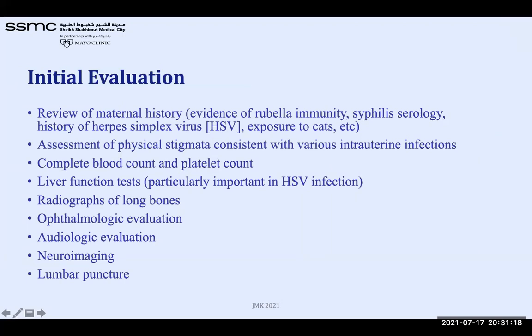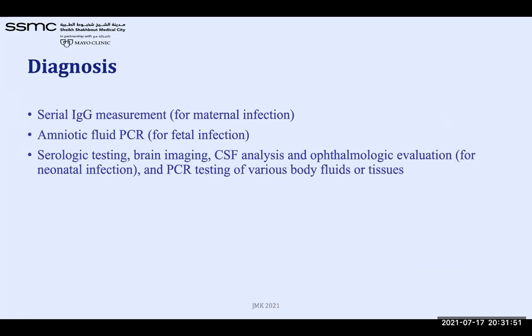So how to evaluate it? A review of maternal history. So that's very important, but I don't know if they are doing the evaluation of toxoplasmosis there. But if you are suspecting, just take a proper history, proper diet history, and so on and so forth. Assessment of physical stigmata consistent with various intrauterine infections, complete blood count, liver function, radiograph, ophthalmological evaluation, audiological evaluation, neuroimaging, and lumbar puncture, and all those we have to do in the babies.